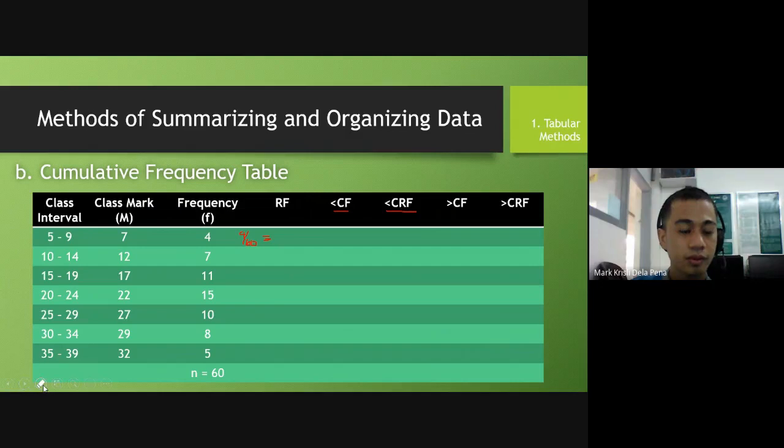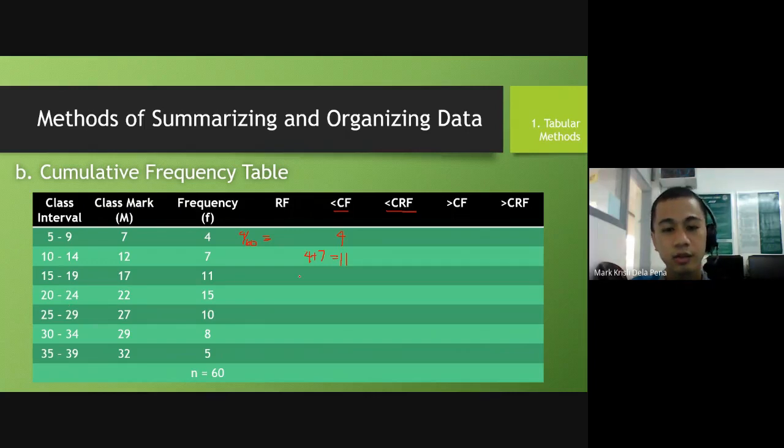Okay, we're talking about the less than cumulative frequency. Our less than cumulative frequency is equal to 4. The next less than cumulative frequency will be this frequency here plus the frequency of the next class interval. That is why it's called cumulative frequency, because the next value is based on the previous one added by the frequency of the current class interval. So here, you have 4 plus 7, and that is equal to 11.